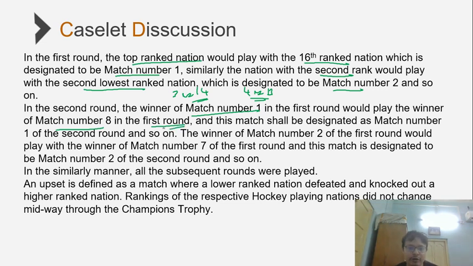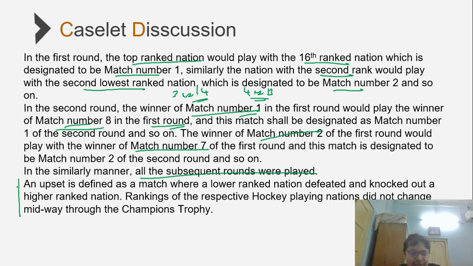In the second round, the winner of match number 1 of the first round will play the winner of match number 8 in the first round, and so on. Similarly, the winner of match number 2 of the first round will go on to play the winner of match number 7 of the first round, and similarly the tournament will progress. All the subsequent rounds will be played in a similar fashion.